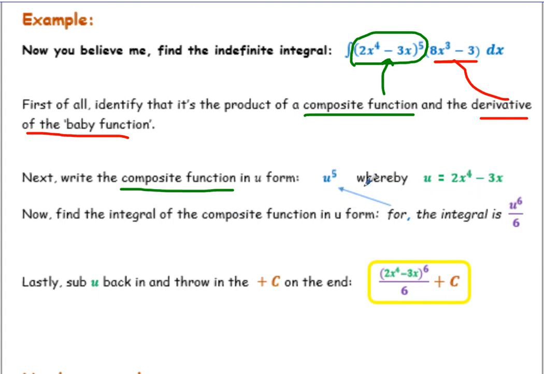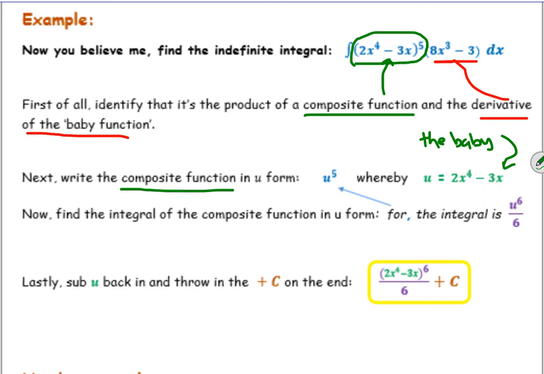So here's u to the 5. This is the baby. Maybe let's just make a note. This is the baby. It's not the derivative of the baby. It's just the baby. What is the derivative of 2x to the 4 minus 3x? I probably should have pointed that out.